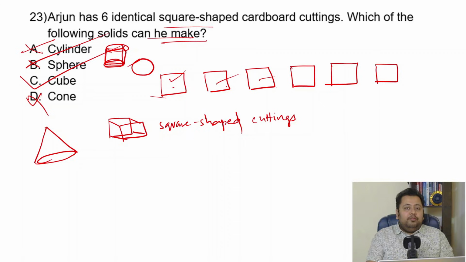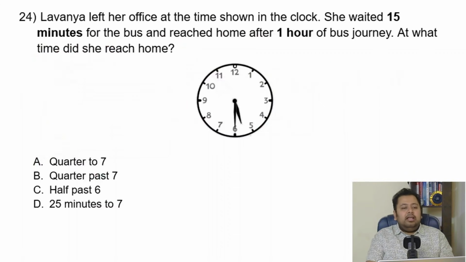Let's now move to question number 24. If you got this one correct, give yourself a star. Question number 24 asks, Lavanya left her office at the time shown in the clock. She waited 15 minutes for the bus and reached home after 1 hour of bus journey. At what time did she reach home? First you have to find out at what time she left.